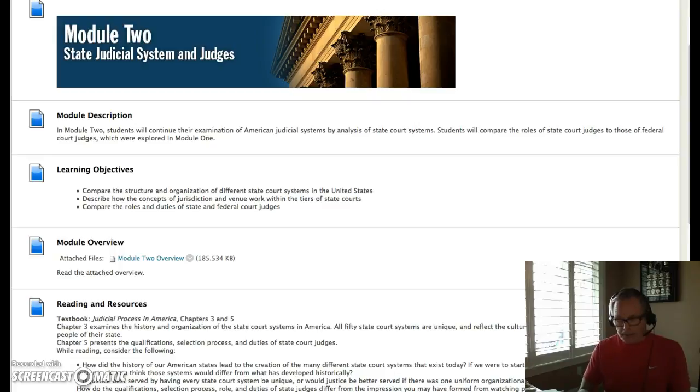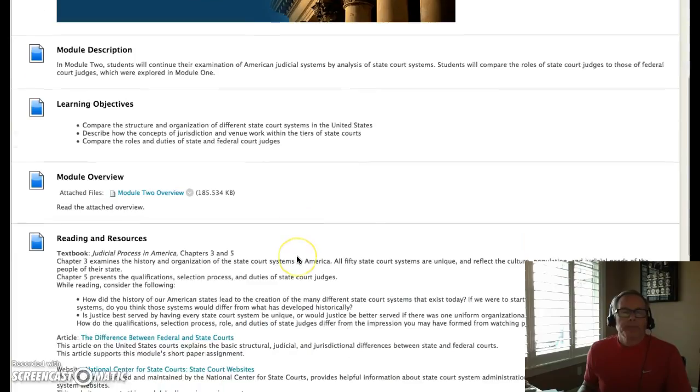I just want to take a quick second to go over what we're doing this week. Specifically, I want to go over the grading rubric and the guidelines for our assignment this week. So this week in Module 2, we're going to continue to look at the American judicial system, but we're going to focus on state courts. And then this week we're going to have you look in part at the roles of state court judges compared to those of federal court judges, which we explored in Module 1. And so I'm having you write a paper on that this week.